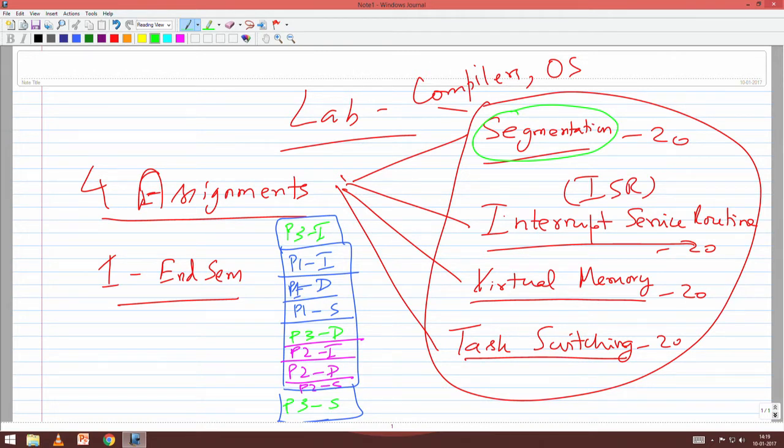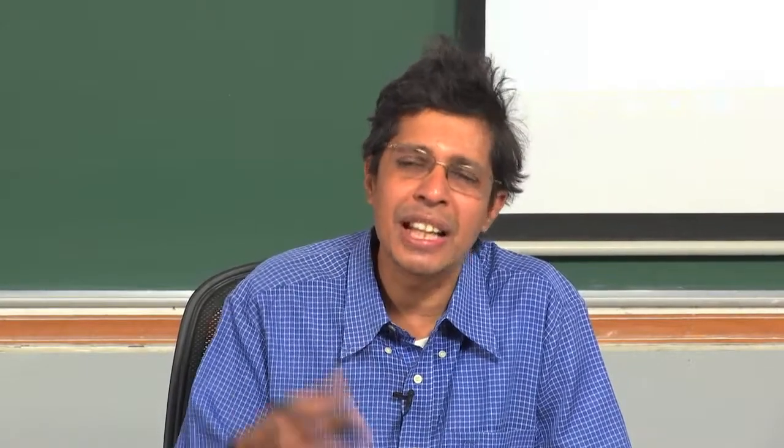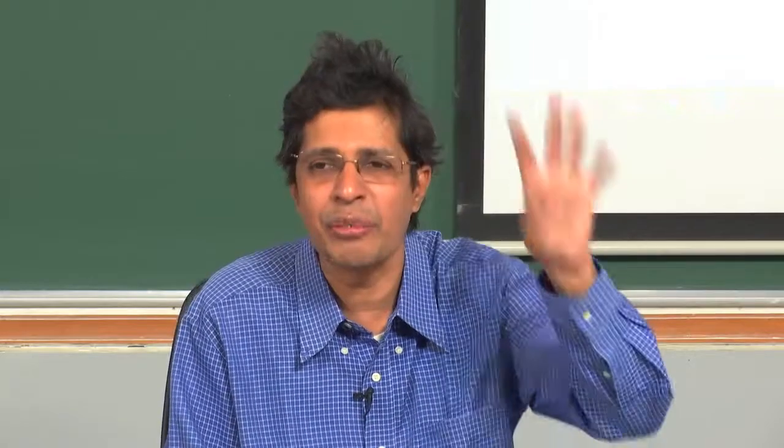Now I need to protect these segments, correct? For example, P1 should not go and look into P2's instruction, data or stack, or P3's instruction, data or stack. Are you getting this? If P1 does, it may go and change something in P2's data or P2's instruction, and then the correctness of execution will not be there. When I compile a program and I know it is correct, I expect it to execute correctly. No external factor should come and change the execution of my program. That is what I guarantee to the user.